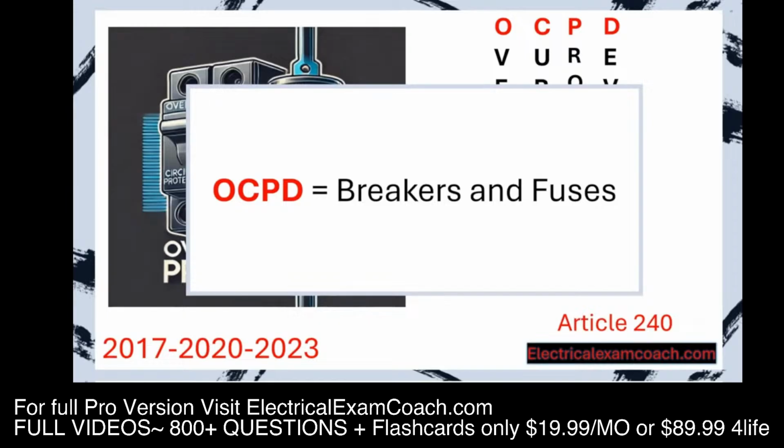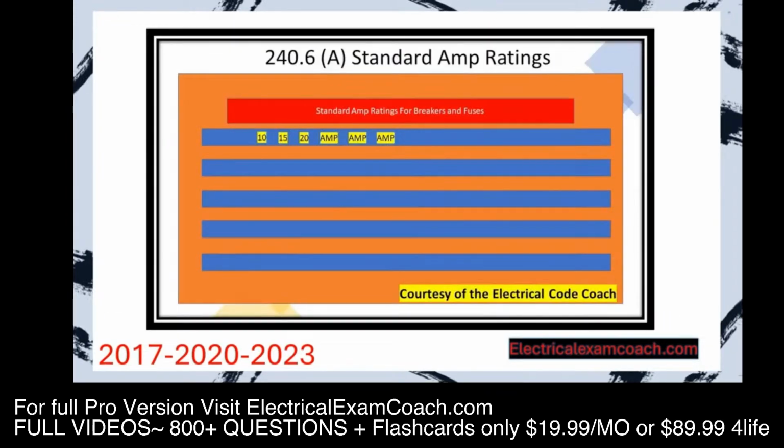Let's get to it. Table 240.6(A) is one of my favorite tables in the NEC. It's where we get our standard ampere ratings from. And although it seems like the least of all the tables, it's very powerful throughout the electrical industry. Anytime we come to a new table, we always read the black bold heading to make sure that we're in the right table: Standard ampere ratings for breakers and fuses.